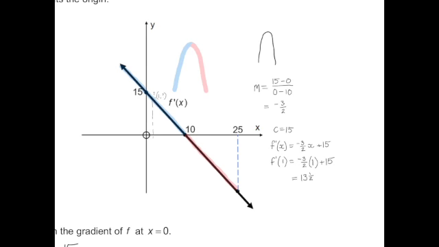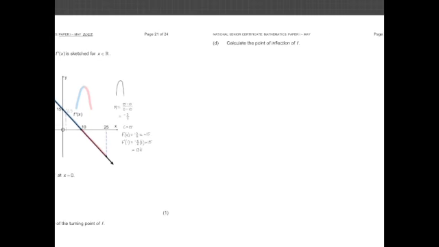This does become useful in the next question, where it says calculate the point of inflection of f. Well, actually, if it is a parabola, do we have a point of inflection? No, because a cubic function would, it's where it changes from concave up to concave down, and this is just concave down. So there's no change from concave up to concave down, so therefore no point of inflection. And that's really all you have to write for that.